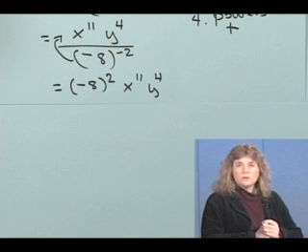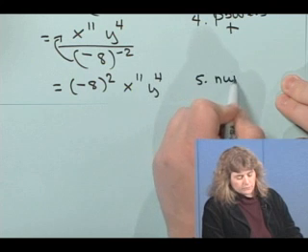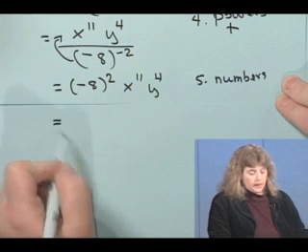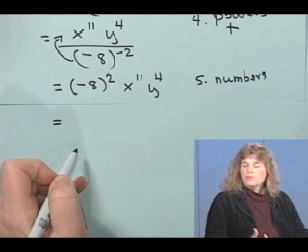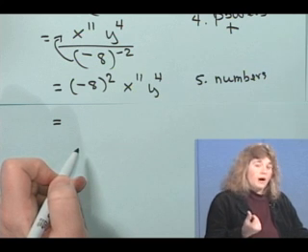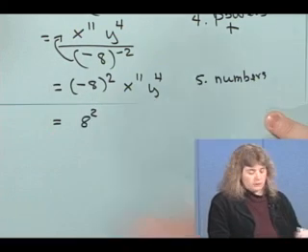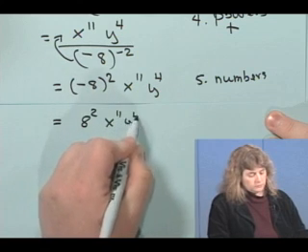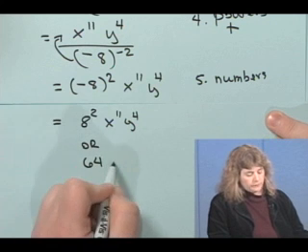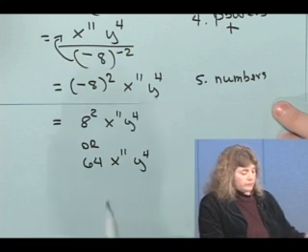Finally, we are ready to work with that negative in front of the 8 to evaluate the number. Last step, numbers. Okay. Negative 8 squared. Well, a negative number raised to an even power will be a positive number. So I can write this as a positive 8 squared, and that will be correct. Or I can evaluate that as a 64 times x to the 11th times y to the 4th. Both of these answers are correct.